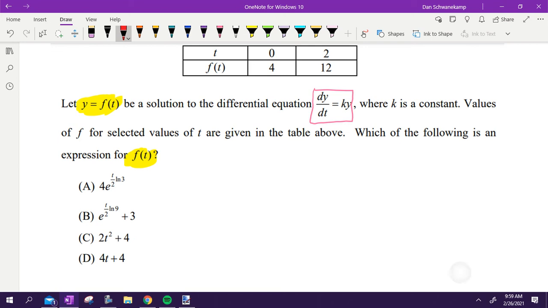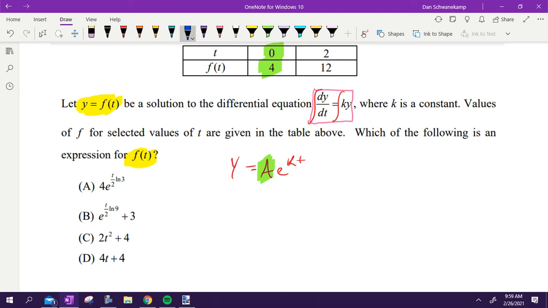Integrate it. Good. What is the integration of a constant times y? Y equals Ae^(kt). What's my A going to be for this problem? A stands for my starting value. What's my starting value? It's 4. When t equals 0, my y value is 4.